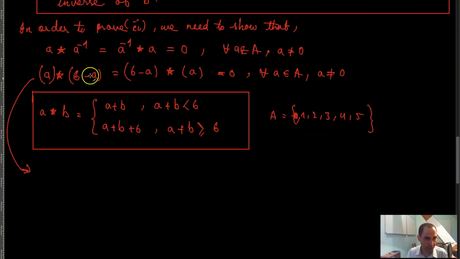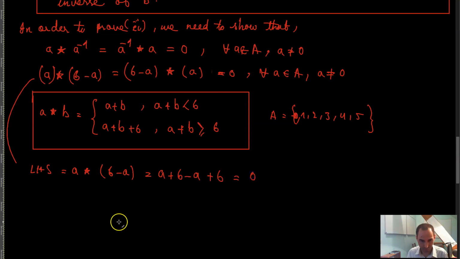So what that means is that, based on that, I will evaluate this a plus 6 minus a as basically a plus b plus 6. So that would be a plus 6 minus a plus 6. And then this side over here, I can actually write the left hand side as a star 6 minus a is equal to a plus 6 minus a plus 6, which is equal to 0.